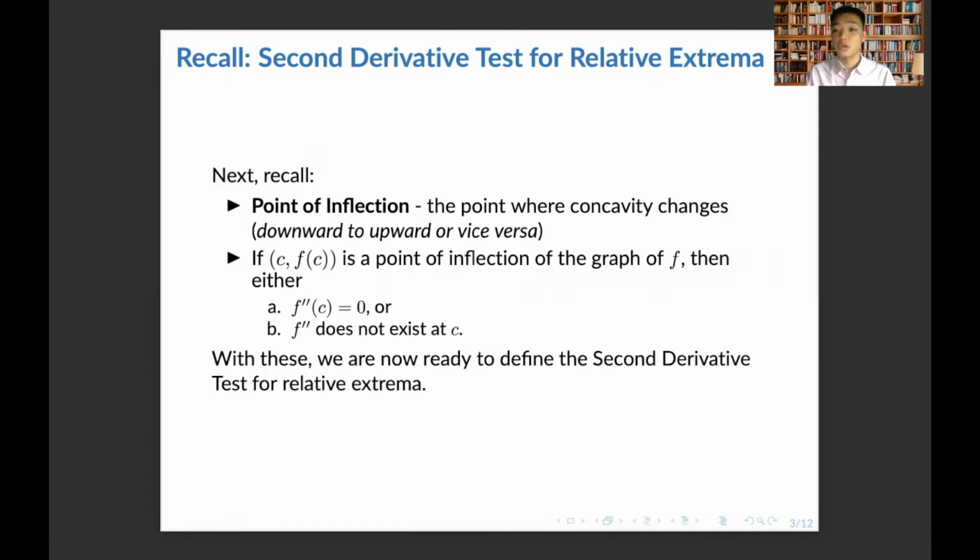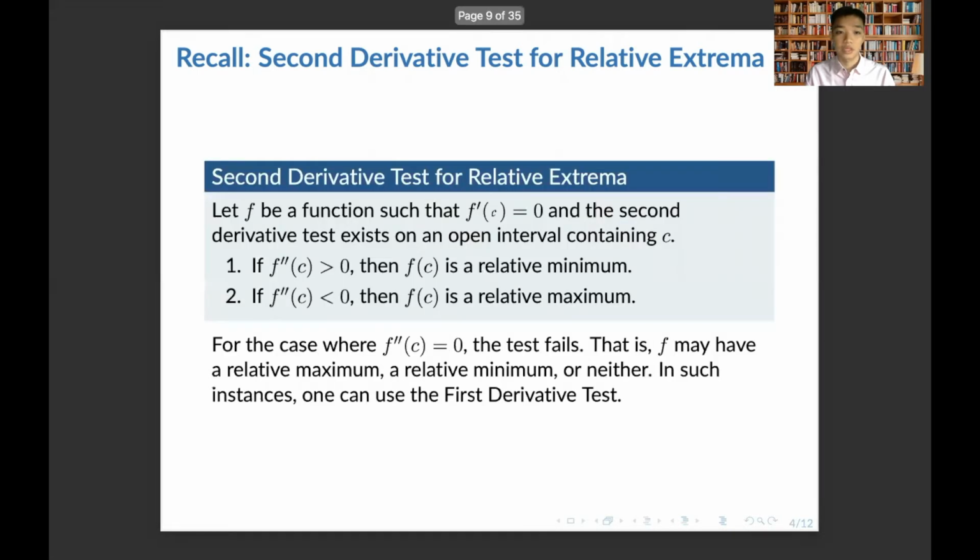So with all these concepts, we are now ready to define the second derivative test for relative extrema. Let f be a function such that f prime of C is equal to 0, and the second derivative exists for all values on an open interval that contains C. If we have f double prime of C be greater than 0, then it follows that f of C is a relative minimum on f. On the other hand, if we have f double prime of C be less than 0, then it follows that f of C is a relative maximum.